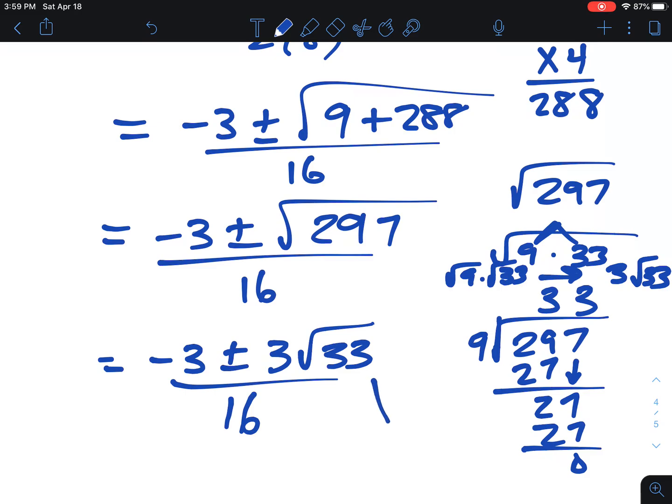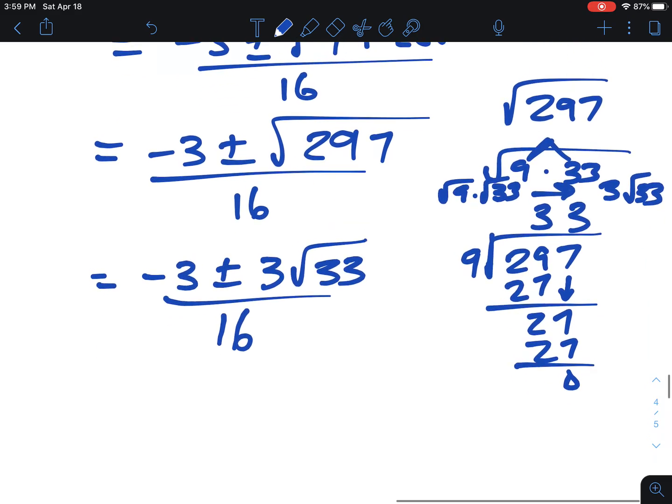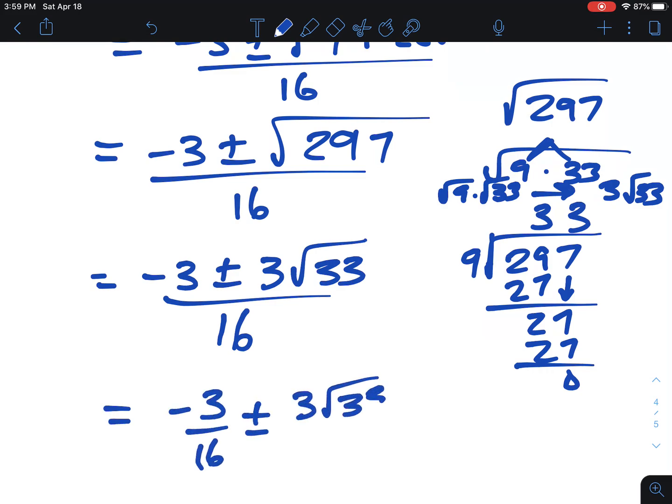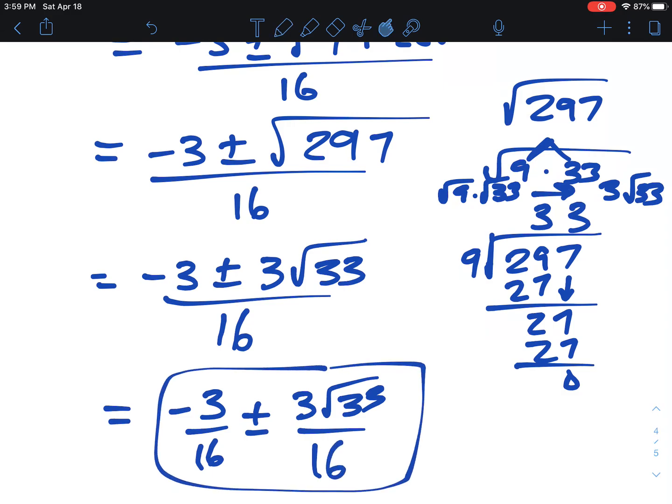And believe it or not, you can't go much simpler because 33 is not prime, but it's also not a multiple of any perfect squares. 3 goes into it, but 3 times 11, neither one is a perfect square, so it's not going to simplify the square root at all. Also, 16 is not a multiple of 3, so the 3's up top aren't going to simplify at all with the 16 on the bottom. But if you'd like to, you can write it like this. Negative 3/16 plus or minus 3 square root of 33 over 16. Wow, what a lovely answer.